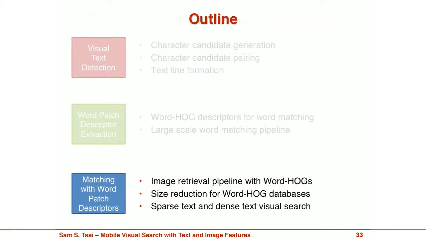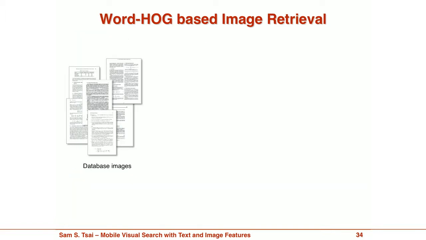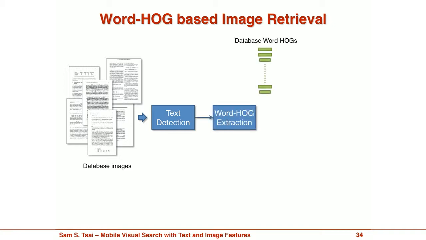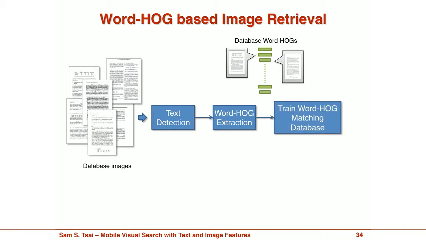Now, since we have talked about the 2 major building blocks, let's look at how we can build the image retrieval pipeline. As we have mentioned, given a set of database images, we will first perform text detection to find the visual text locations within the images. Then, from these visual text locations, we extract the database Word-HOGs. For each database Word-HOG, we will know its origin database image. Then we use these database Word-HOGs to train a Word-HOG matching database.